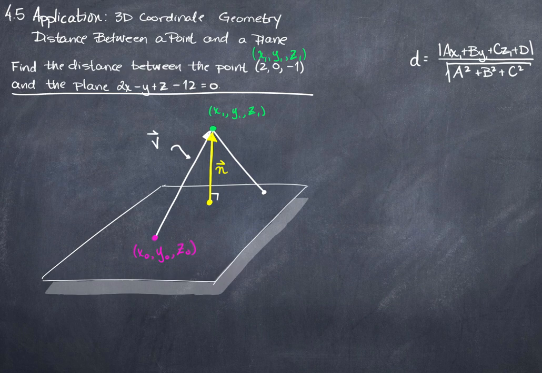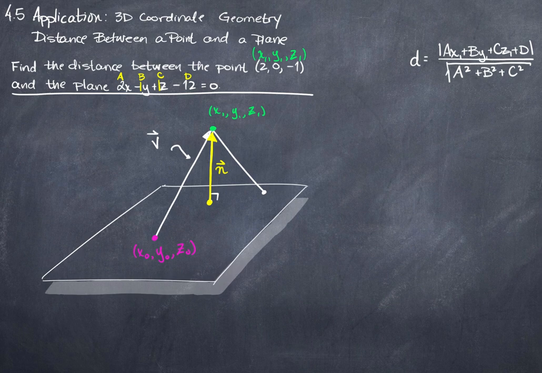Now the plane is given as 2x minus y plus z minus 12 equals 0, and that's my ax plus by plus cz plus d. I think I'll use yellow for this. A is 2, b is negative 1, c is positive 1, and d is negative 12. Okay, so I have my a, b, c, d, I have my x1, y1, z1, and I'm ready to go. Let's go ahead and plug those in.